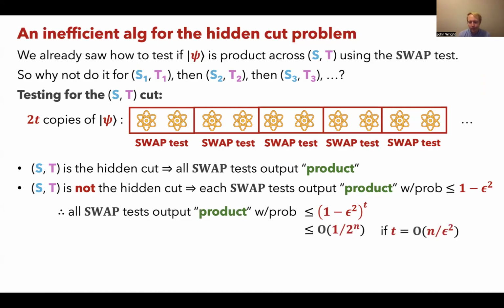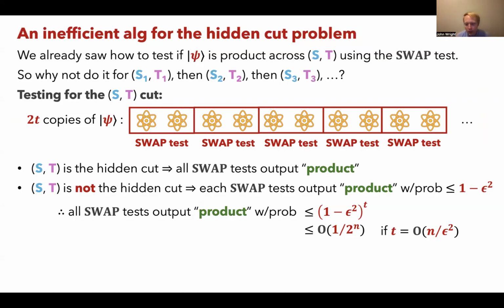And what we're going to do is set t to be order n over epsilon squared. So the same number of copies that Harrow, Lin, and Montanaro used for the decision version. Now, if I set t to be n over epsilon squared, your overall probability is going to become 1 over 2 to the n.